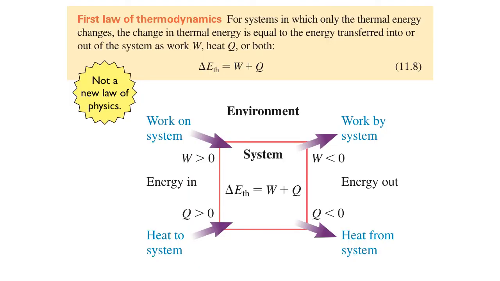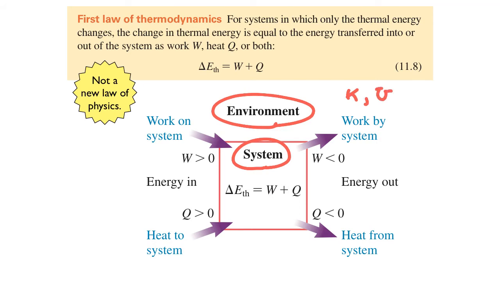Now let's take our basic energy model and expand it. So we have the idea of a system, and then everything else in the universe is the environment. And if we consider situations where the kinetic energy is not changing, the potential energy is not changing, our basic equation reduces to this. The change in thermal energy of the system is equal to the work plus the heat. And the work is positive if energy is coming in, it's negative if it's going out. The heat is positive if energy is coming in, it's negative if it's going out.